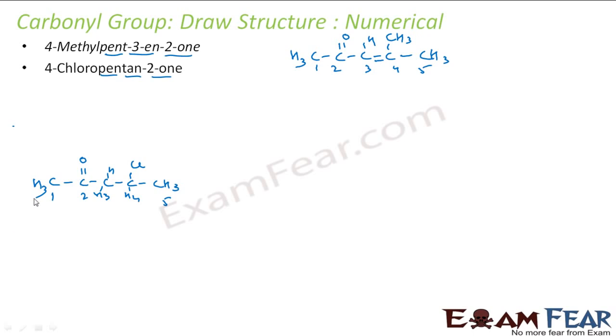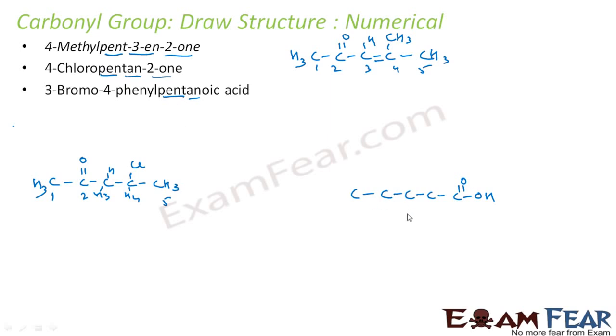Correct. The next is 3-bromo-4-phenylpentanoic acid. Let me draw pentane first. 1, 2, 3, 4, 5. Pentane is done. All single bond. Pentanoic acid. That means this is my COOH. We'll discuss this when we discuss carboxylic acid. This is pentanoic acid. This is done.